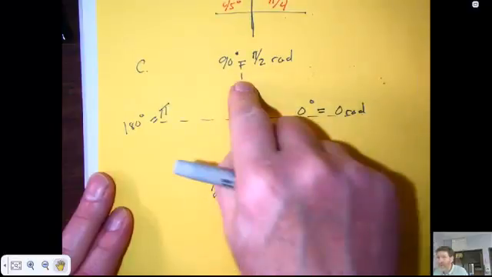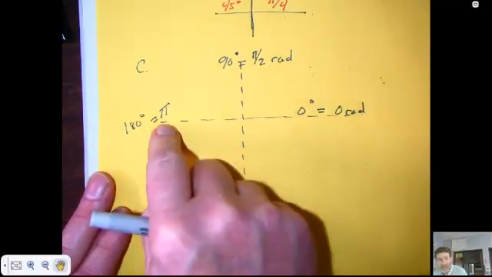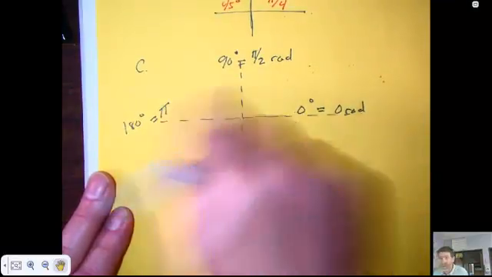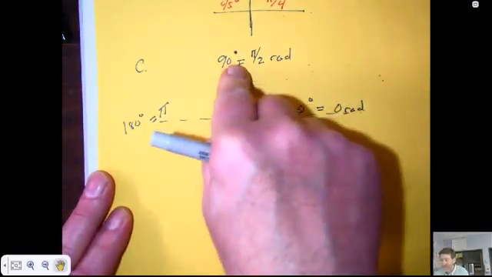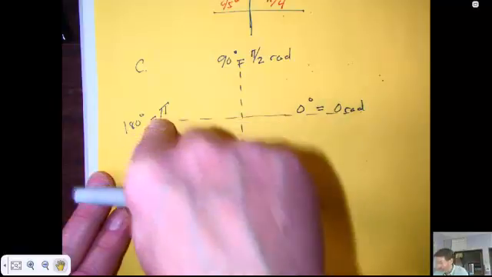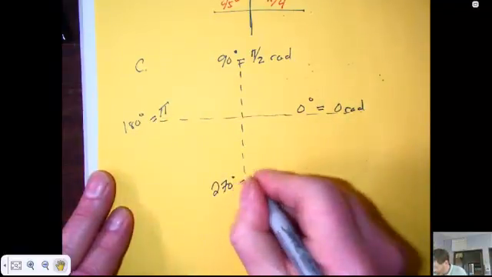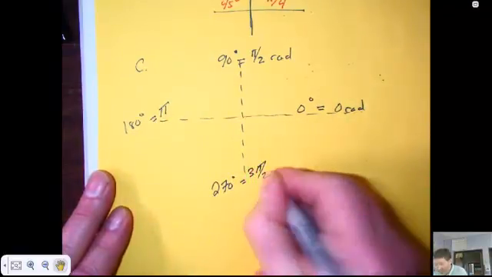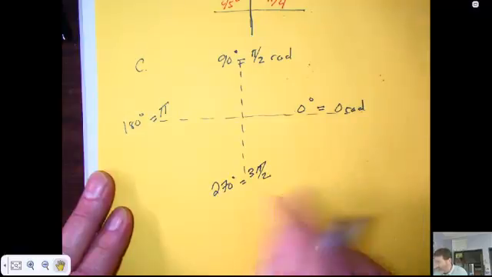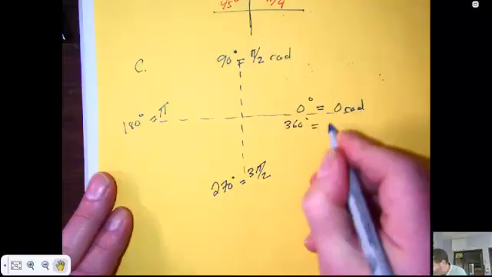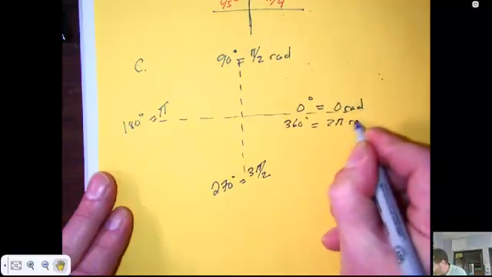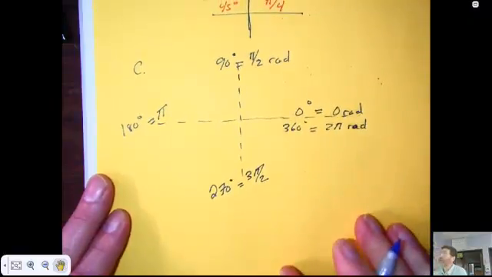270 degrees. Let's see. So this is 1 pi over 2, 2 pi over 2, right? Because each quarter is pi over 2. This would be, again, 1 pi over 2, 2 pi over 2. This would be 3 pi over 2. And in fact, we could go back up here and say this is also 360 degrees, which is 2 pi radians.